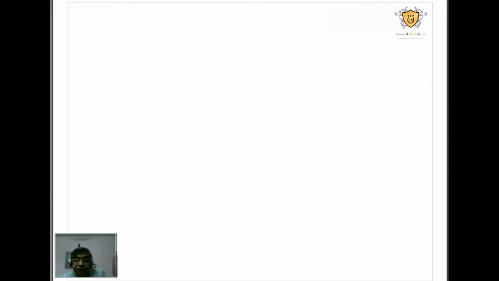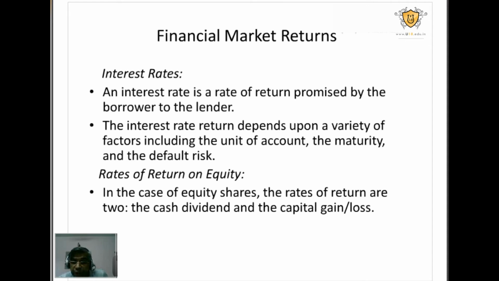Now the next issue, we will discuss some of these issues involved. One is interest rates. What is interest rate? Interest rate is, you could say, the price of money, which is decided.